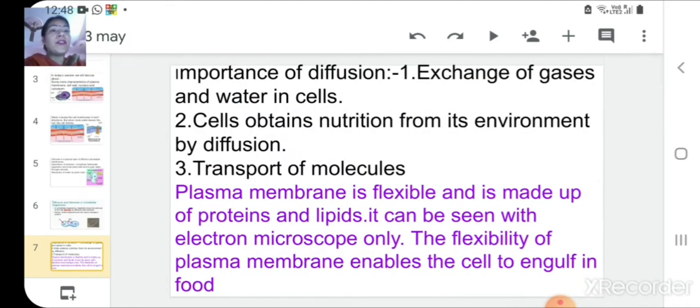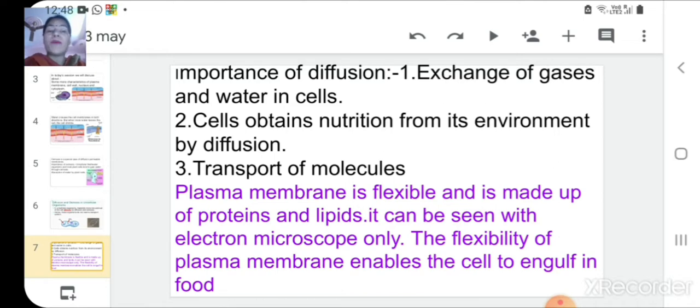The importance of diffusion is the exchange of gases and water in cells. Cells obtain nutrition from their environment by the diffusion process, and it helps in the transportation of various molecules across the plasma membrane. The plasma membrane is flexible and is made up of proteins and lipids. It can be seen with an electron microscope only.